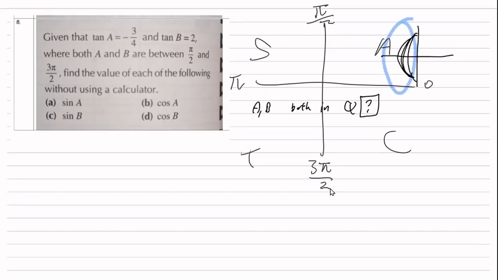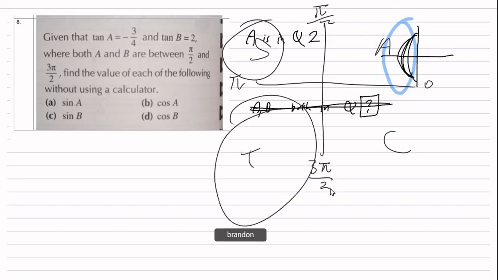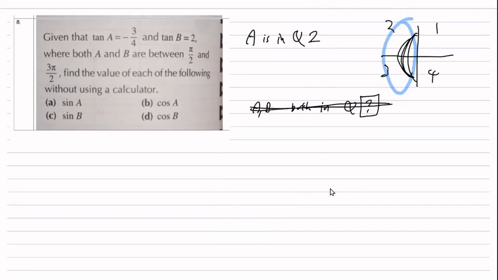So let's look at the tan A equal -3/4 first. Tan A is negative, and it also has to be within this. So that means A is in quadrant 2. A is in quadrant 2, and then B is in quadrant 3. Let me write down ASTC first. A is in quadrant 2, is it? Then B is in quadrant 3, because it is a positive tangent. Yes, correct. Very good.